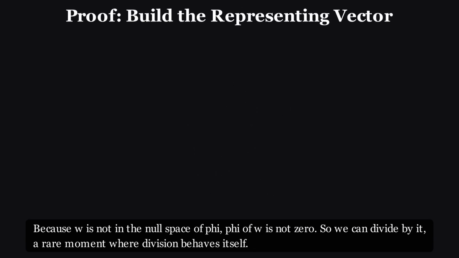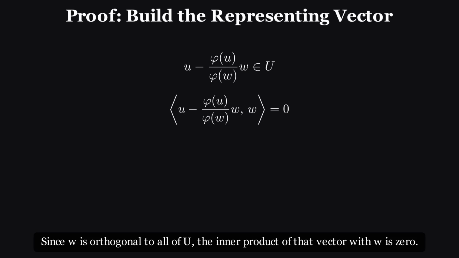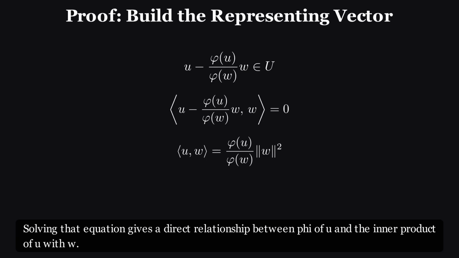Because W is not in the null space of phi, phi of W is not 0, so we can divide by it, a rare moment where division behaves itself. For any U, subtract the right multiple of W so phi becomes 0. That vector lands in U. Since W is orthogonal to all of U, the inner product of that vector with W is 0. Solving that equation gives a direct relationship between phi of U and the inner product of U with W.